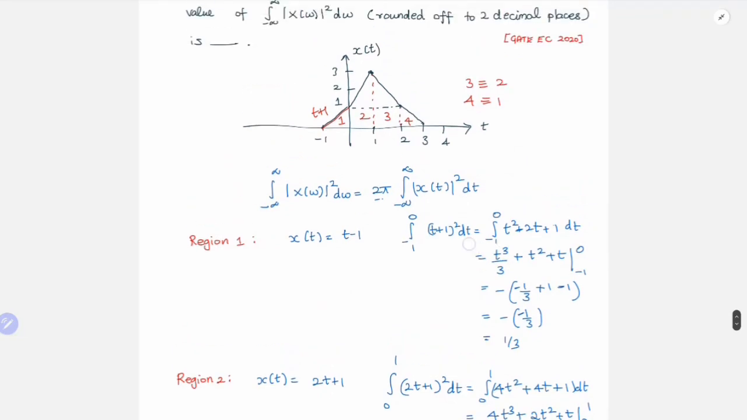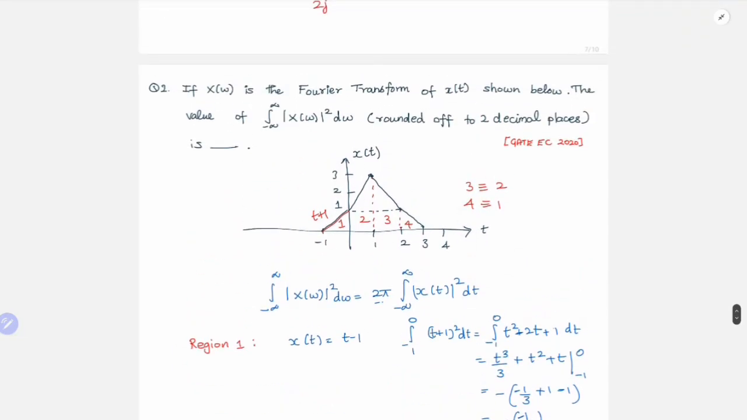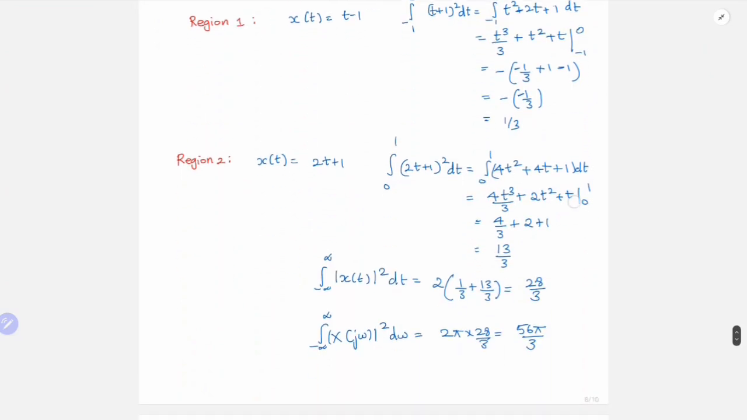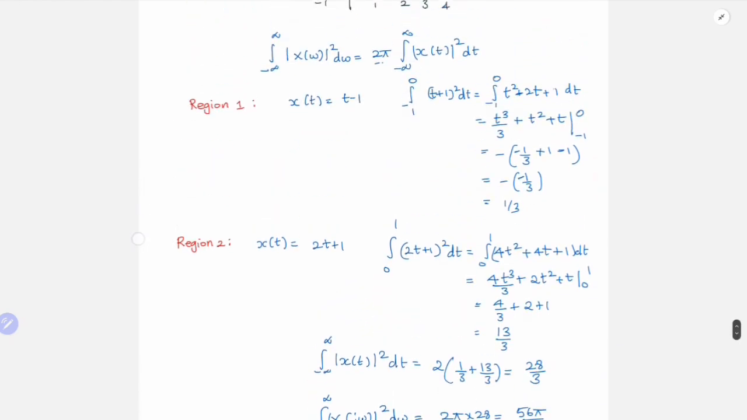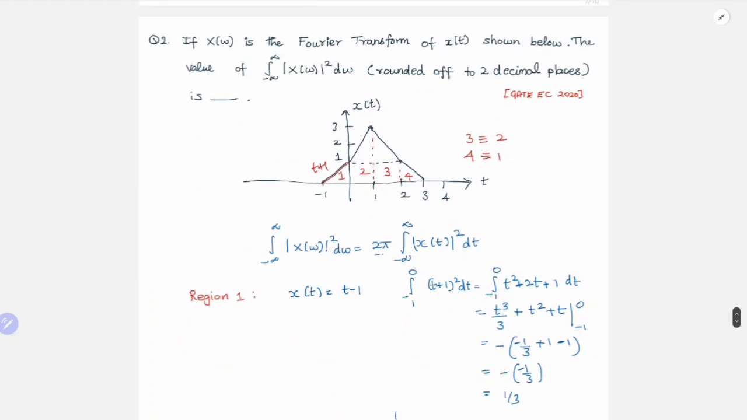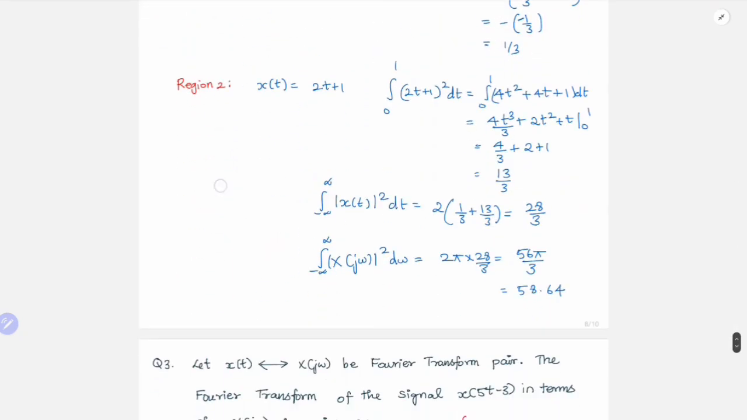So you should be careful not to make these mistakes and also to take care of this 2 pi factor. And we can very well evaluate this, which is 56 pi by 3, which is nothing but 58.64. Okay, so this is the answer, 58.64. So moving on to the next question.